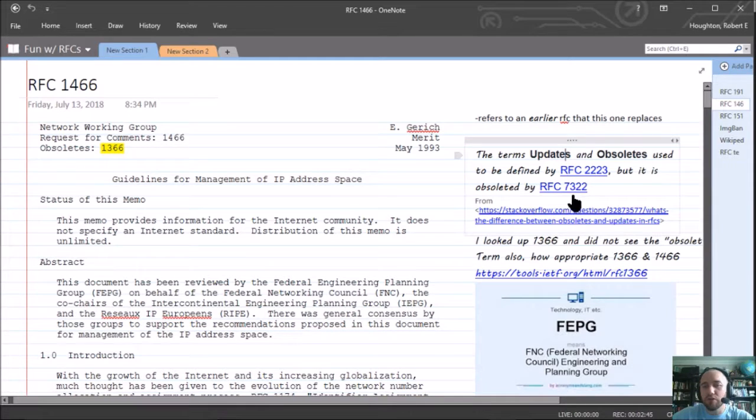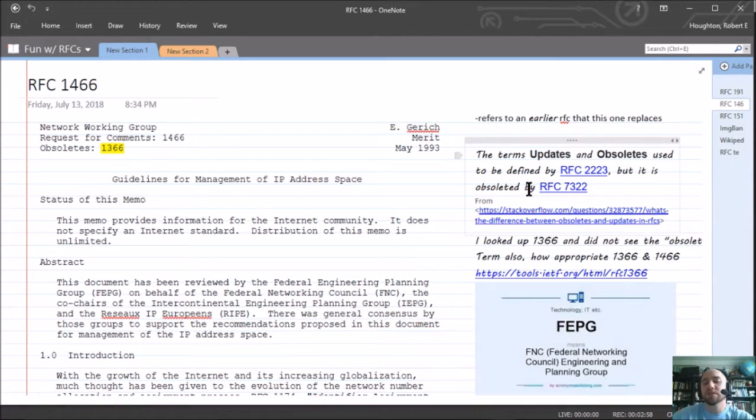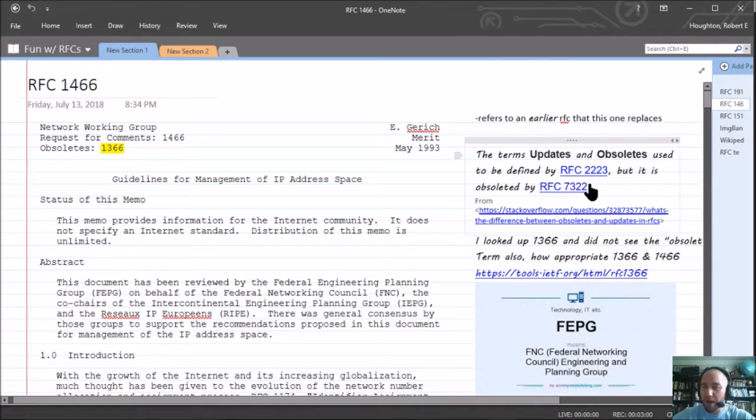It used to be defined by RFC 2223, but now it is obsoleted by RFC 7322, which I just find sort of ironic. So you have an RFC about how RFCs are supposed to use these terms, updates and obsoletes.